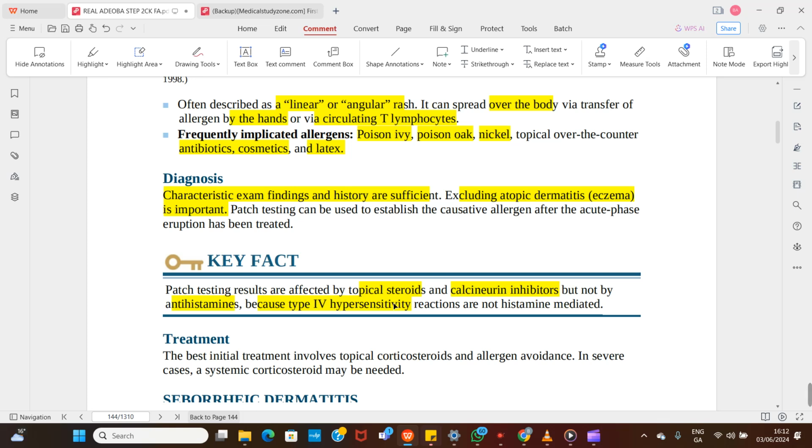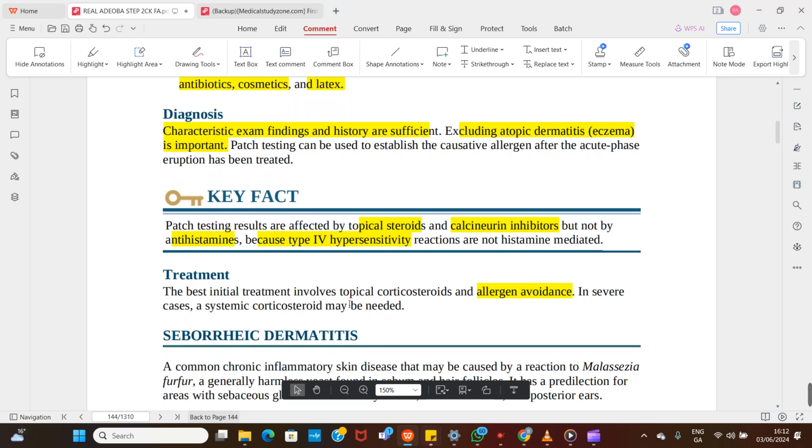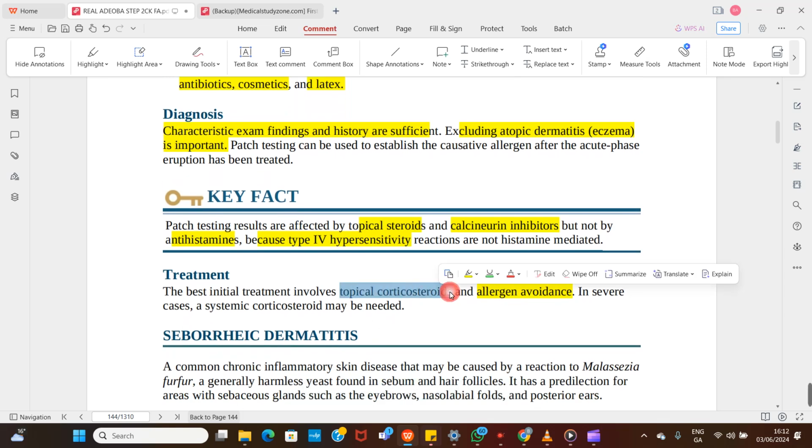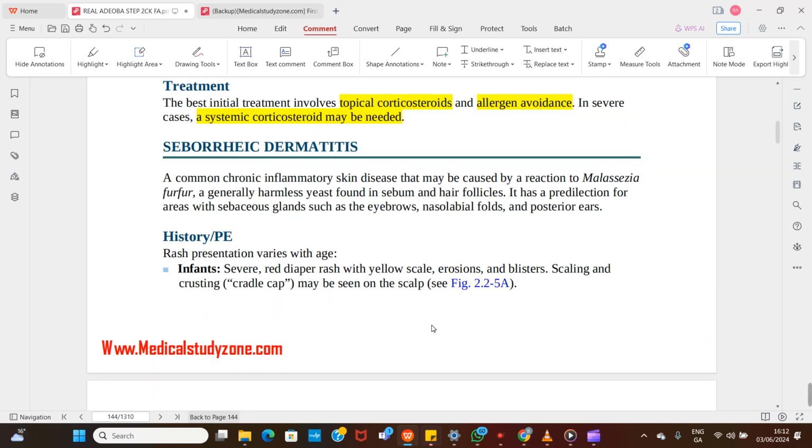So how do you treat an individual with contact dermatitis? You just avoid the allergen. Number one, if it's the irritant, avoid the irritant. If it's allergic, avoid the allergen. Then you can apply topical corticosteroids. But if it's severe, not responding to topical corticosteroids, or widespread, you can give a systemic corticosteroid in that situation. Moving on to seborrheic dermatitis.